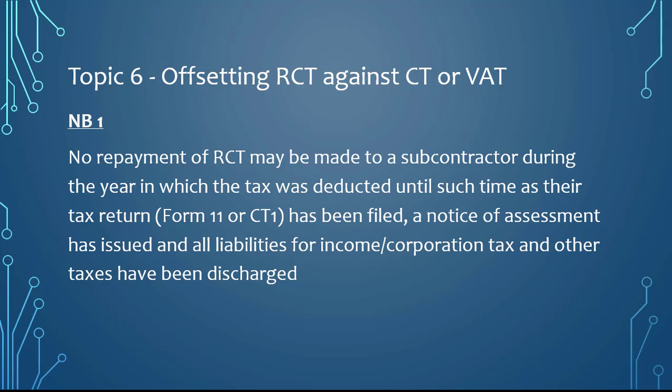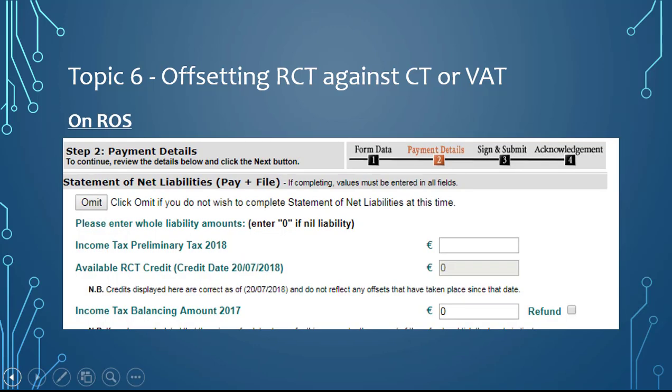In any case, we want to talk for a moment now about what you would do in order to offset RCT against your other taxes. Now again, I don't have access to your ROS, so I'm just using a sample ROS. What we would do here is do our return as usual, and when we came to the place where we're going to submit, this is the screen that you would see. The amount of RCT that was available to you would be here, in this area.